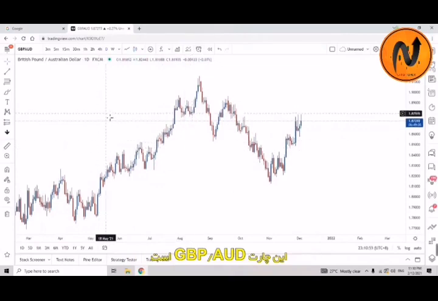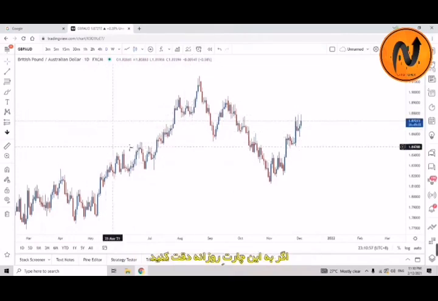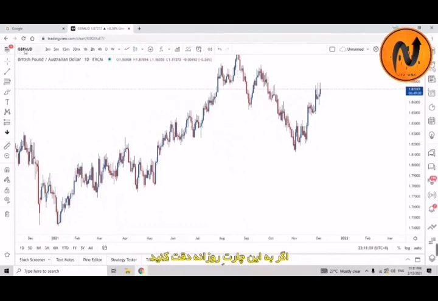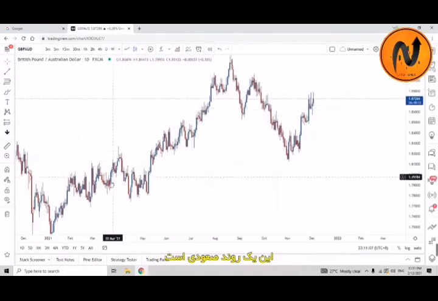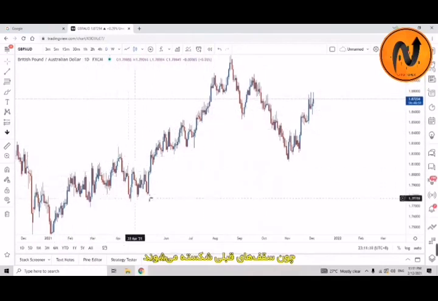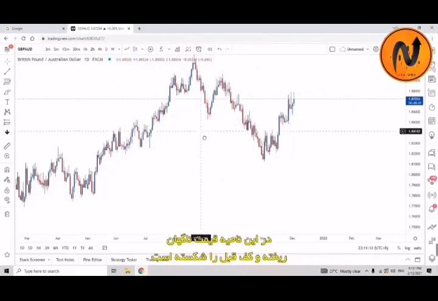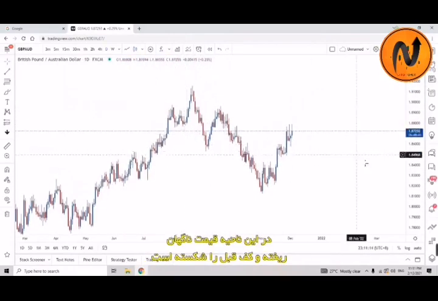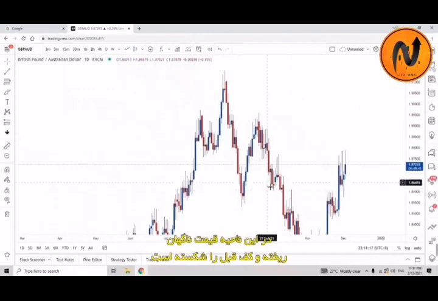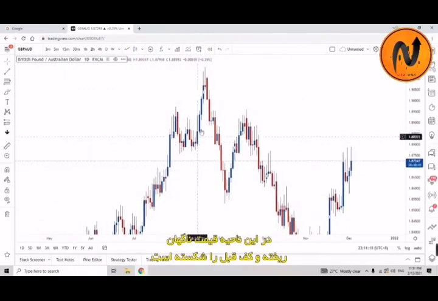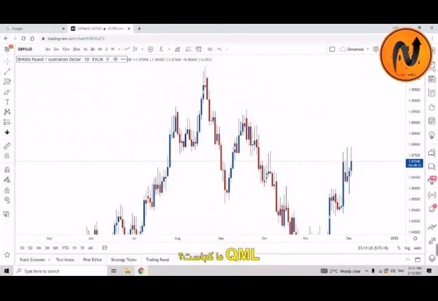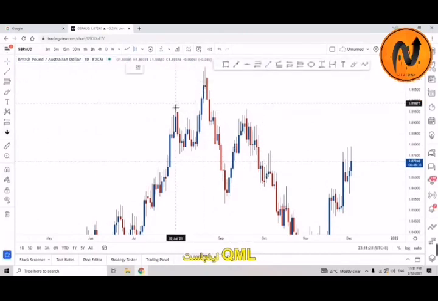So what we are looking at is GBP AUD over here. If you look at the daily chart, the price keeps going up. This is a bullish kind of trend, keep breaking the high point. So what happened is that at this area, it's very easy to understand, the price suddenly breaks down. And where is our QML? Our QML is over here.